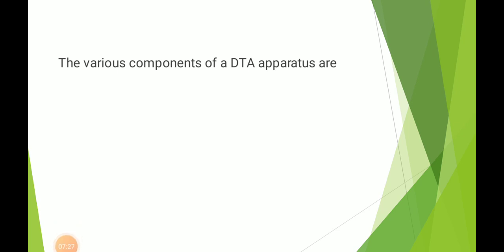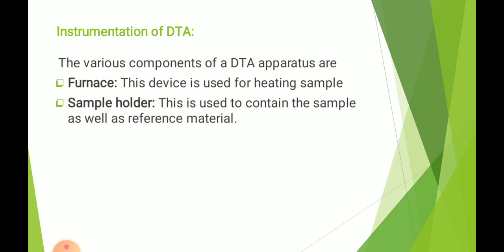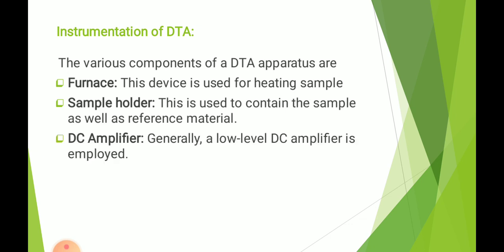Next, instrumentation of DTA. The various components of DTA apparatus are: furnace. This device is used for heating the sample. Second one is the sample holder. This is used to contain the sample as well as the reference material. Third one is the DC amplifier. Generally, a low level DC amplifier is employed. Fourth one is the differential temperature detector. The function of this detector is to measure the differential temperature.